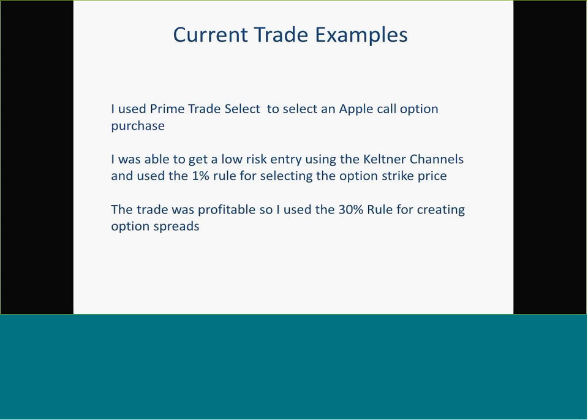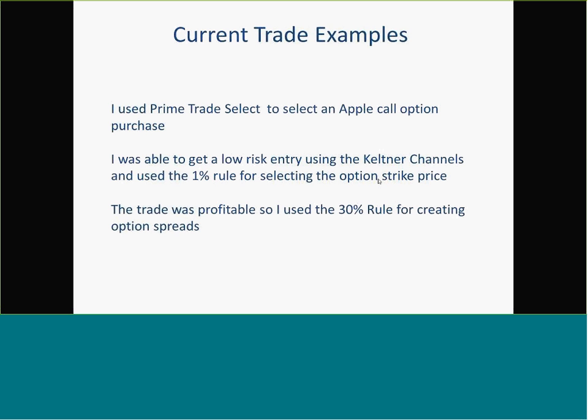I use Prime Trade Select to select an Apple call option purchase. I was able to get a low risk entry using the Keltner channels, and then I used the 1% rule for selecting the option strike price. So when I bought this Apple call option, Apple only had to go up 1%, and I would start profiting on that call option purchase.